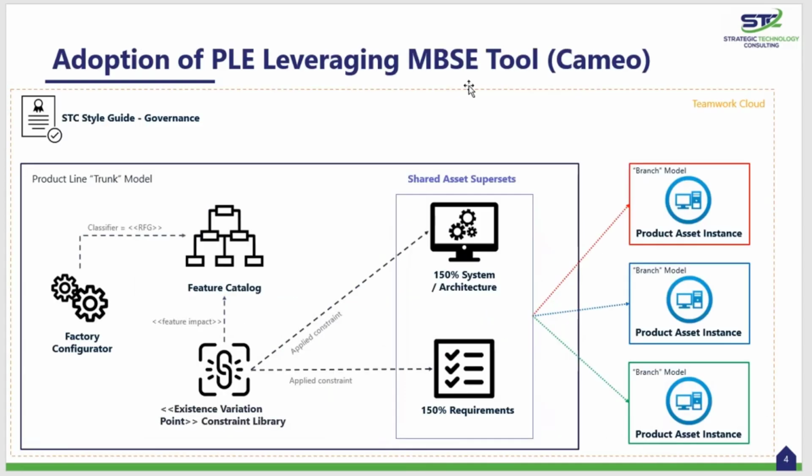And what that looks like within the entire ecosystem, wherever your Cameo, Teamwork Cloud, Collaborator, all of that exists on your organization's server for these tools, this is how you would set it up. Teamwork Cloud encompasses everything, so everything is saved on Teamwork Cloud. And then you have your product line trunk model outlined in this black box right here.